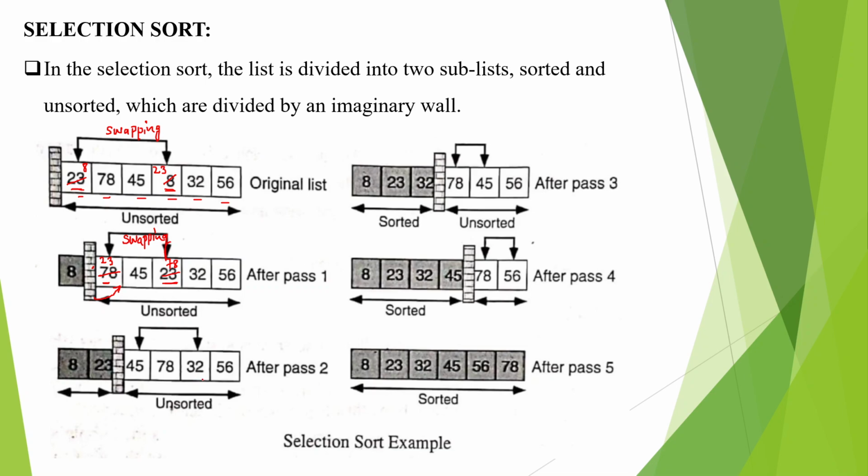So one more swap, one more pass. Yeah, we need to identify the smallest element, that is 32. Again, perform the swapping between that smallest element 32 and the first item in the list, that is 45. So what will happen?